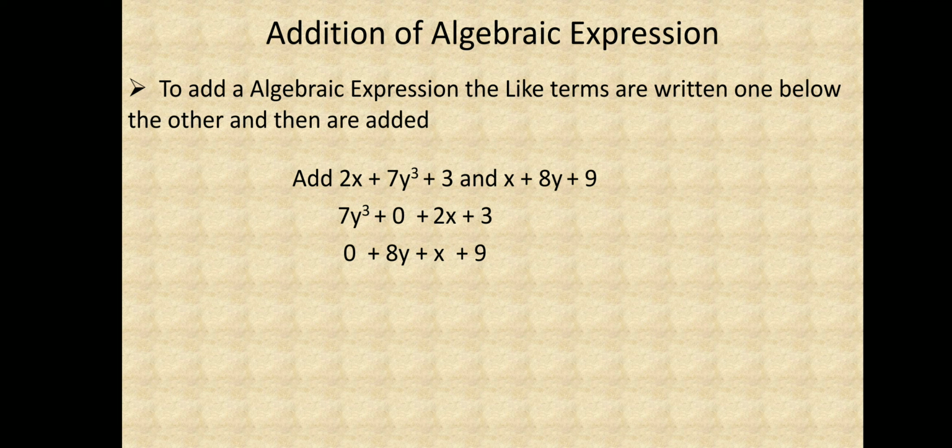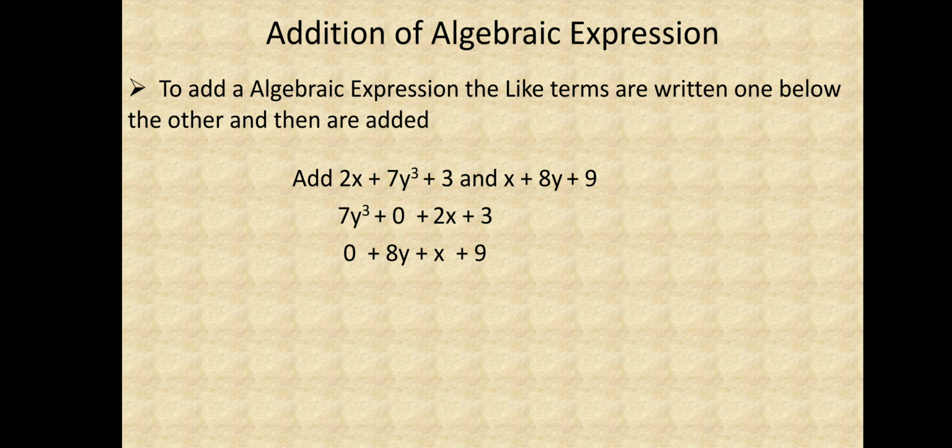Why did we write that? We wrote 7y cube plus 0 plus 2x plus 3, and in the next row we wrote 0 plus 8y plus x plus 9. So why did we write 0 in between? In addition of algebraic expressions, you have to add the like terms, which means you cannot add unlike terms. Only like terms should be added.